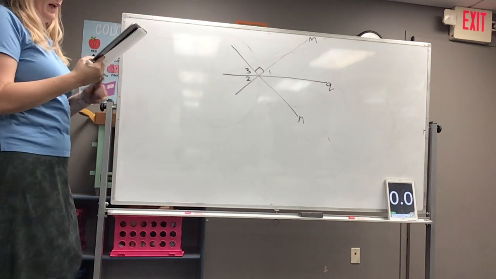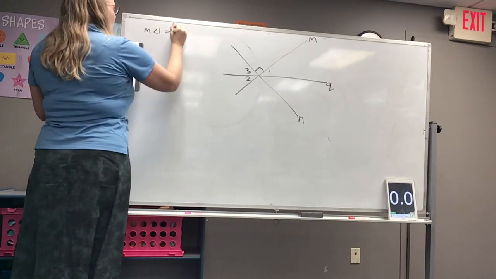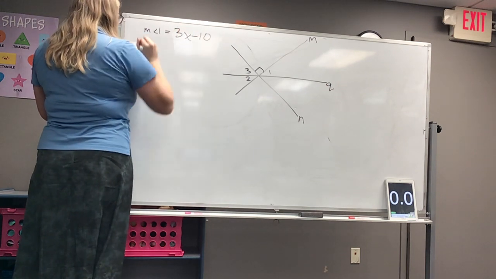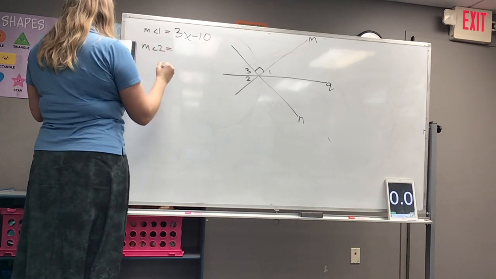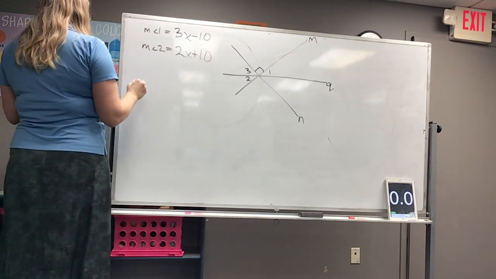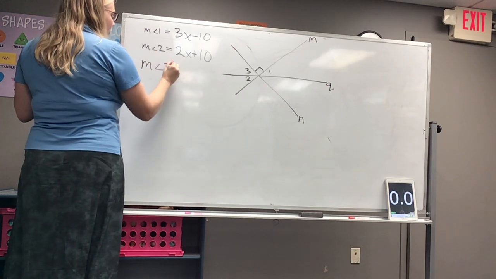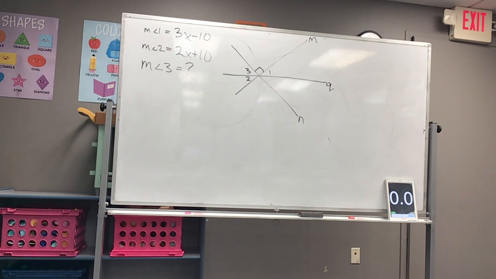Now we're switching into algebra. The measure of angle 1 is 3x minus 10. The measure of angle 2 is 2x plus 10. And we're asked to find what is the measure of angle 3. This is problem 46 on the test, so again, moderate difficulty, but doable.